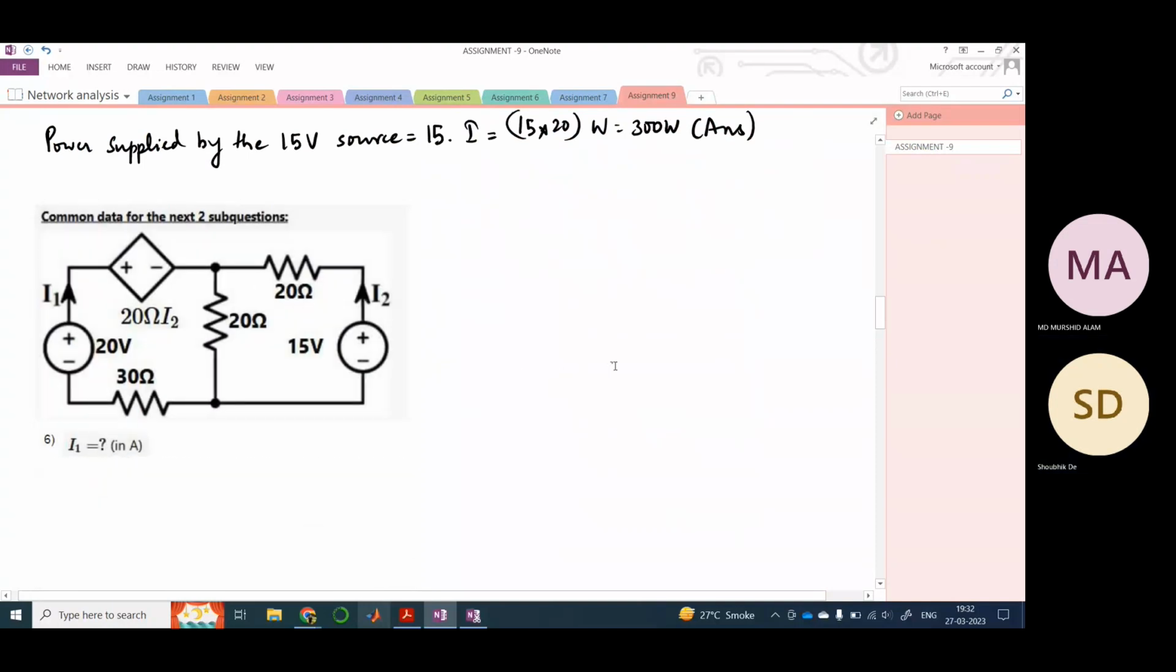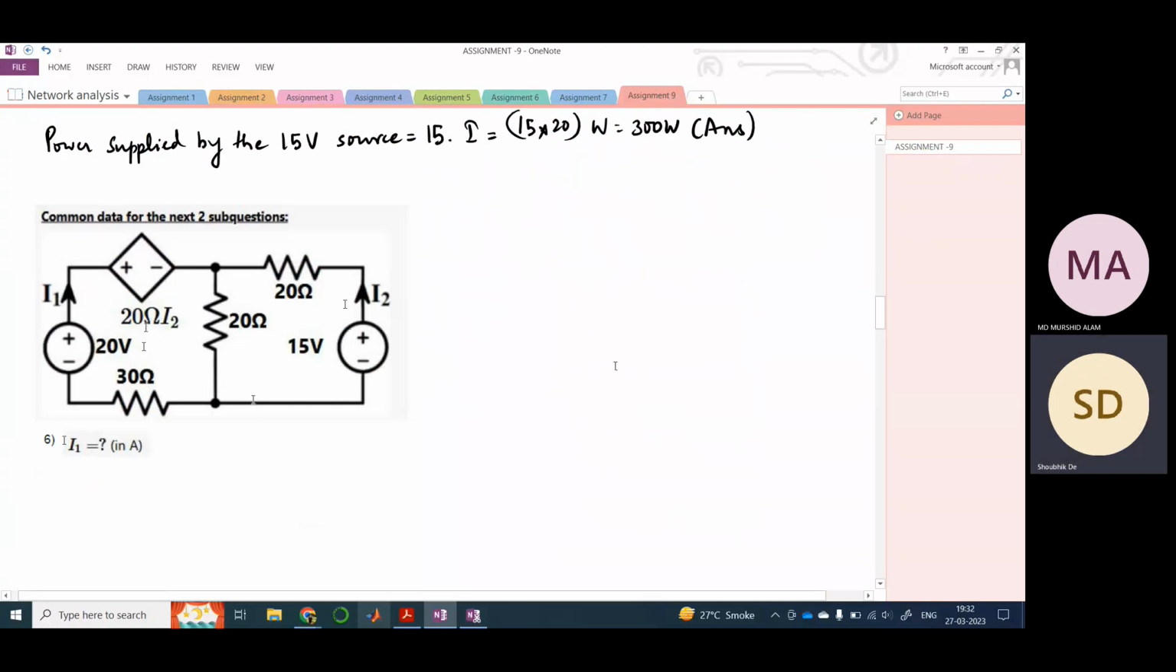Okay. Now, here you see in this circuit, they have told us what is the value of I1. So there are two things, right? I1 and I2. So question 6 is about finding I1, question 7 is about finding I2, right?